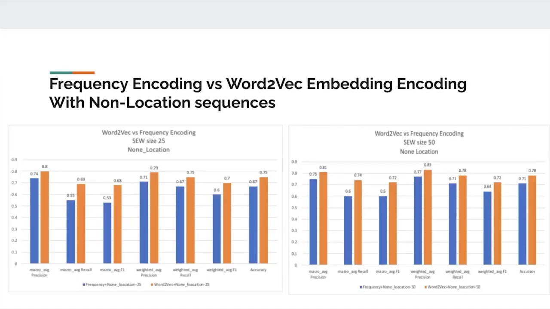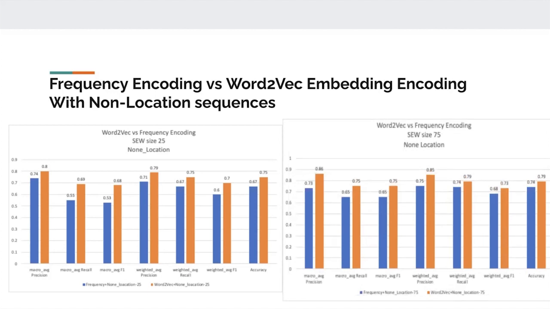Firstly, we compared the two different sequence encoding methods under the non-location condition for different window sizes. We look at the precision, recall, F1, and the weighted version of each metric as well. The orange bars represent the Word2Vec method performance. As you can see, for each metric at different window sizes, Word2Vec is better than the frequency encoding for window sizes 25 and 50.